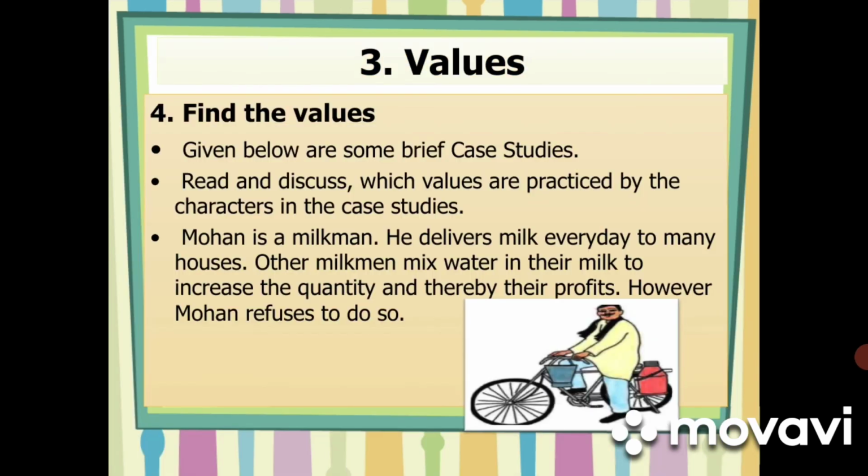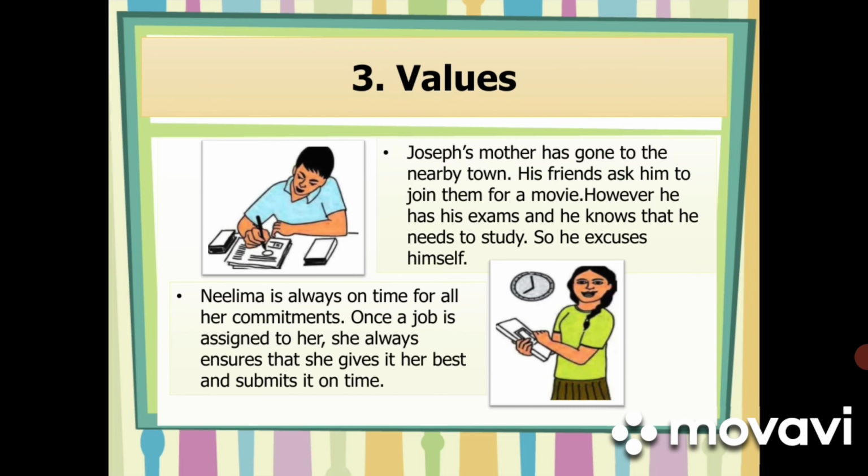Find the values. Given below are some brief case studies. Read and discuss which values are practiced by the characters in the case studies. Mohan is a milkman. He delivers milk every day to many houses. Other milkmen mix water in their milk to increase the quantity and thereby their profits. However, Mohan refuses to do so. Joseph's mother has gone to the nearby town. His friends ask him to join them for a movie. However, he has his exams and he knows that he needs to study, so he excuses himself.